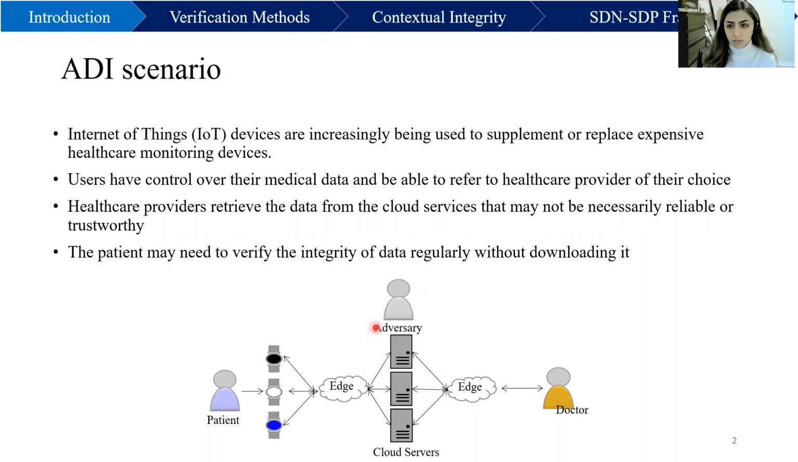Meanwhile, there might be an adversary that has access to the cloud server and maliciously, or even maybe unintentionally, changes the data, and that change in the data may hurt the patient. It depends on the kind of the data. So the patient needs to verify the integrity of data regularly without having to download it, when the third party is downloading it, or maybe just sometimes randomly, regularly wanting to check if the data is still there and is untouched.